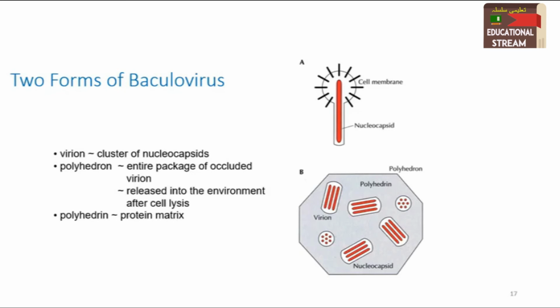Polyhedron is the protein matrix that you can see in the gray color. Polyhedron is the entire package of occluded virion. These are the different virions which are together. We call it the occluded virion, and these virions are released into the environment after the cell lysis. When the cell lyses, all of these virions will be released into the environment.